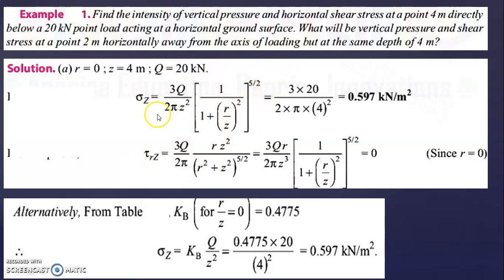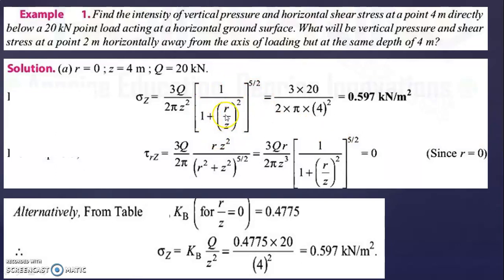Just remember this formula for the vertical stress under the point load. Sigma Z is equal to 3Q divided by 2 pi Z square into 1 divided by 1 plus R divided by Z whole square to the power 5 by 2. Direct substitution: 3 into Q, which is 20, divided by 2 into pi into Z square. Z square is 4 square, and here this term becomes 0.